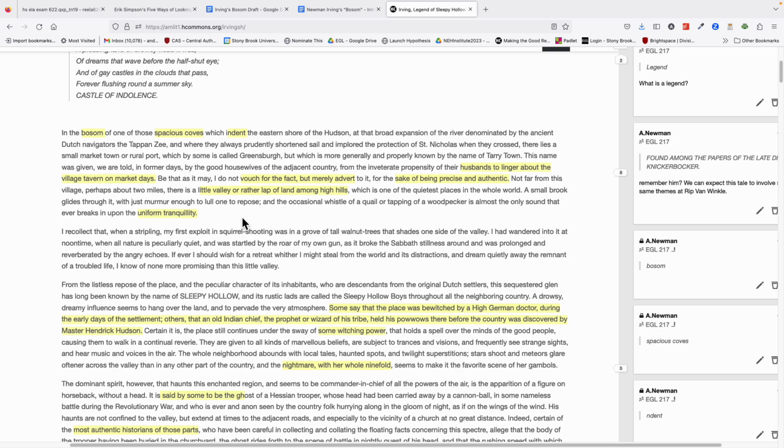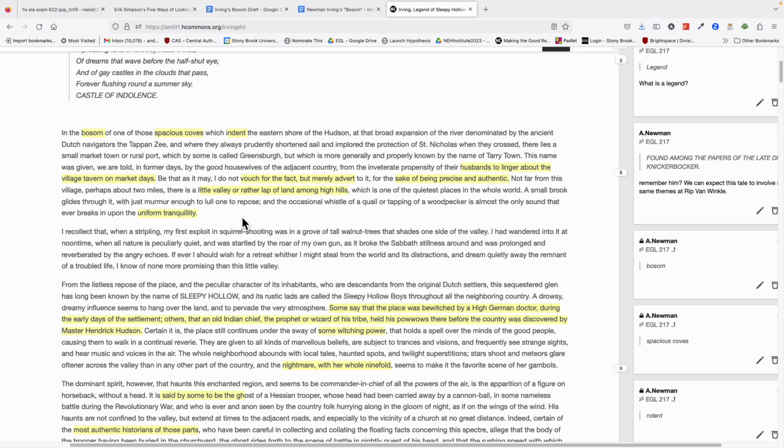"At that broad expansion of the river, denominated by Dutch settlers the Tappan Zee, and where they always prudently shortened sail and implored the protection of St. Nicholas as they crossed." So just to gloss a little bit more, there's this feminine space, and the Dutch navigators, these men, sailors, are coming into it and they're scared, right?